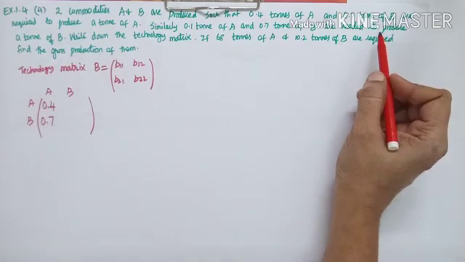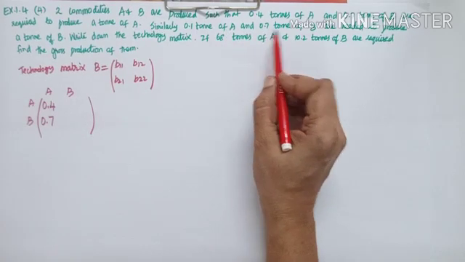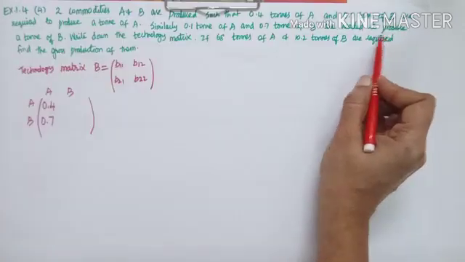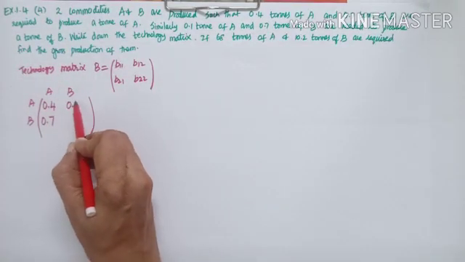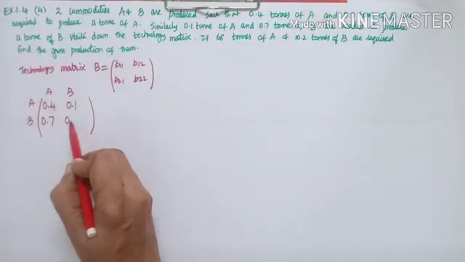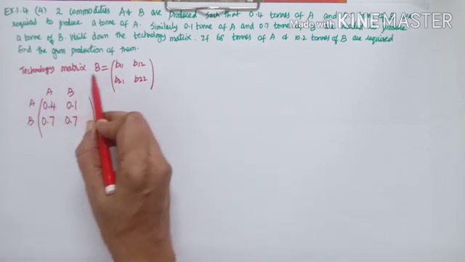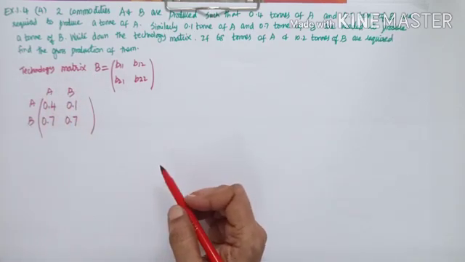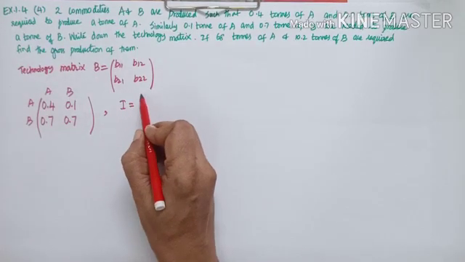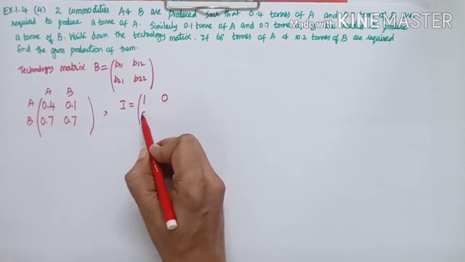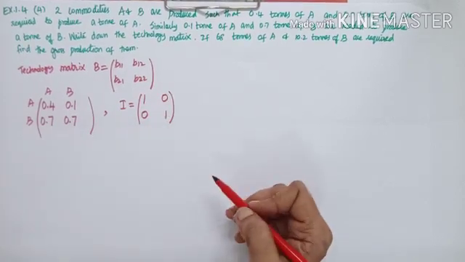The next line. Similarly, 0.1 ton of A and 0.7 ton of B are needed to produce a ton of B. So for B, we say 0.1 ton of A and 0.7 ton of B. And this we call technology matrix capital B. Now, to proceed with the problem, we need to know what is I. I is 1 0 0 1, the unit matrix of 2 rows and 2 columns.